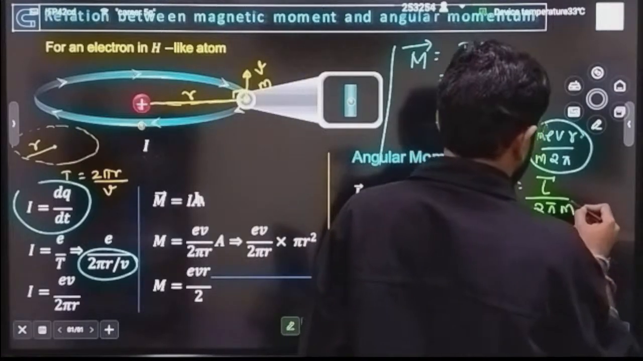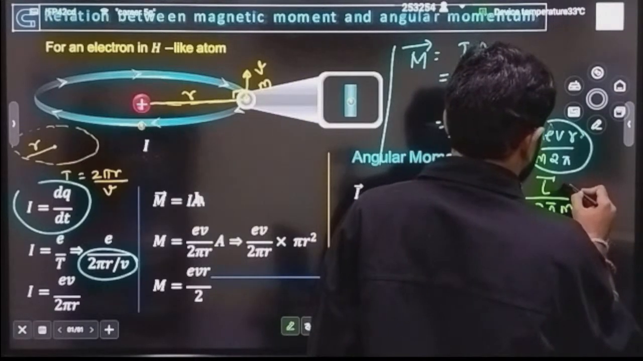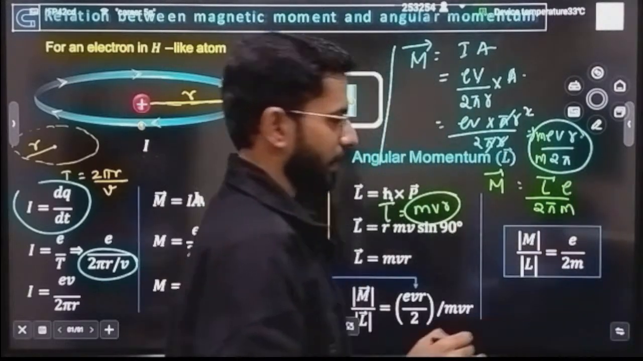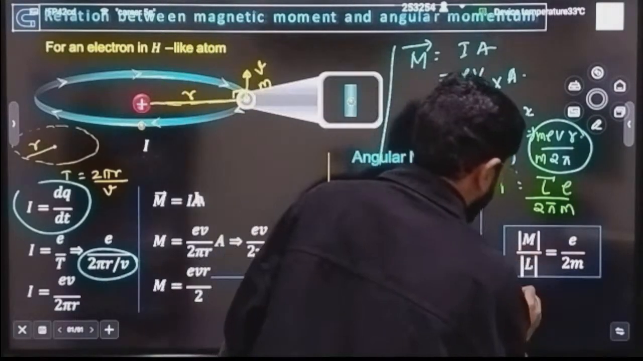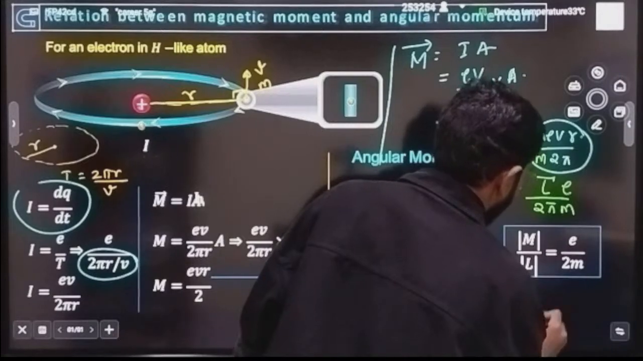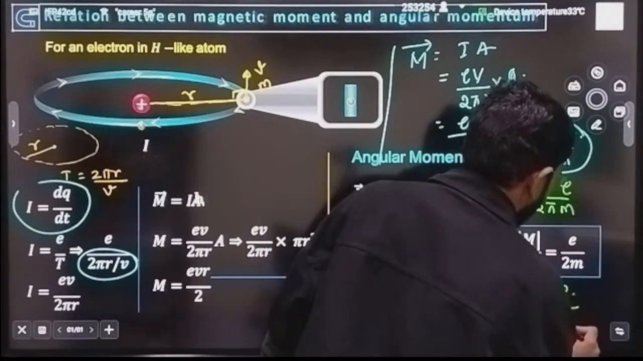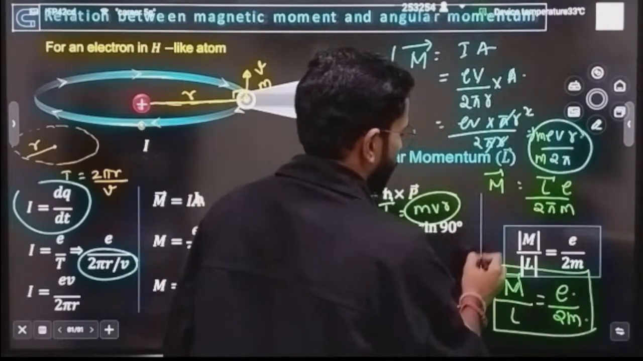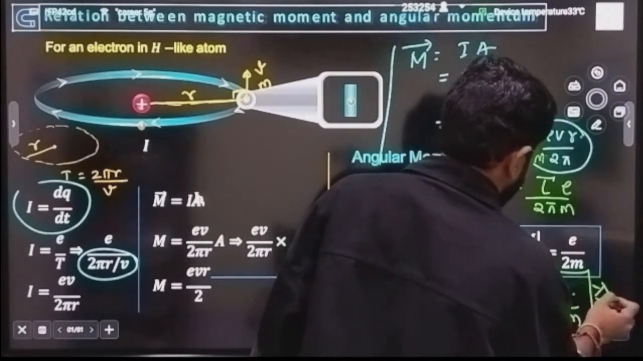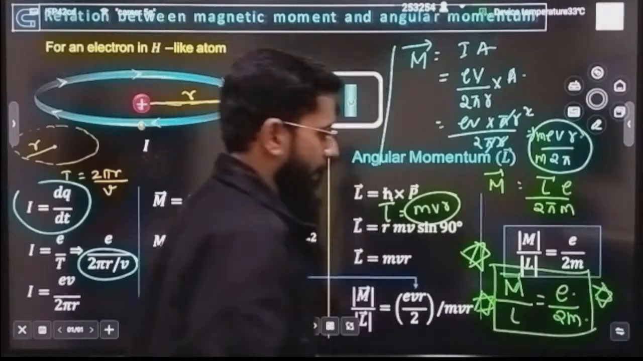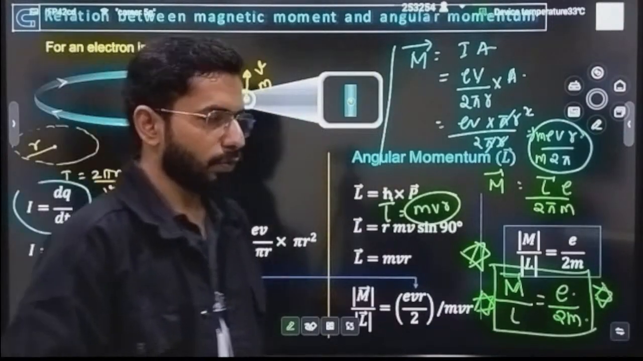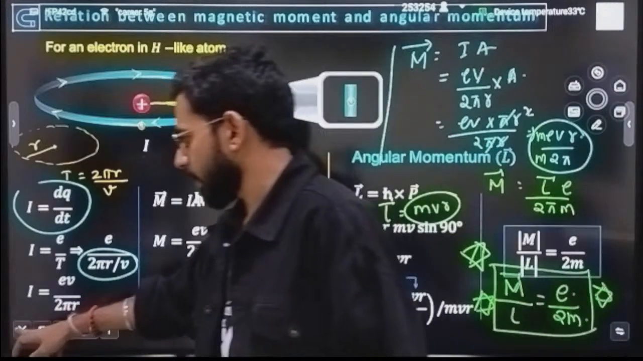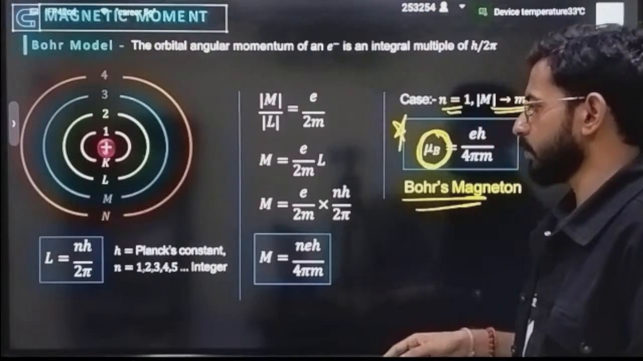And here in the numerator also I will be writing, I think I missed a factor, that is equal to E. Correct? That means from here, if I conclude, I can write M by L is equal to charge, that is E, divided by 2m. This is a very important result that you have to remember: M by L is equal to charge divided by 2m. On the basis of this, a lot of formulas you can derive also.